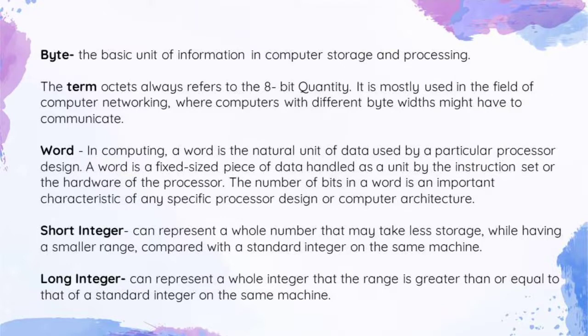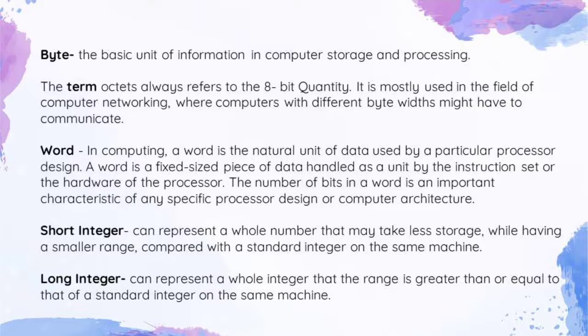While a byte is the basic unit of information in computer storage and processing. The term octet always refers to the 8-bit quantity. It is mostly used in the field of computer networking, where computers with different byte widths might have to communicate. Word: in computing, the word is a natural unit of data used by a particular processor design. A word is a fixed-size piece of data handled as a unit by the instruction set or the hardware of the processor.